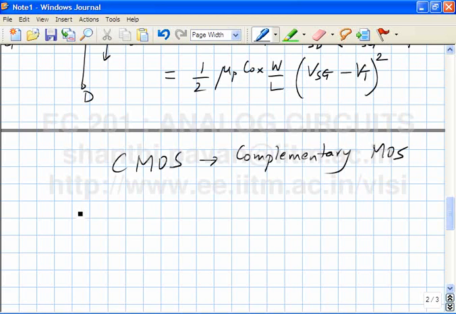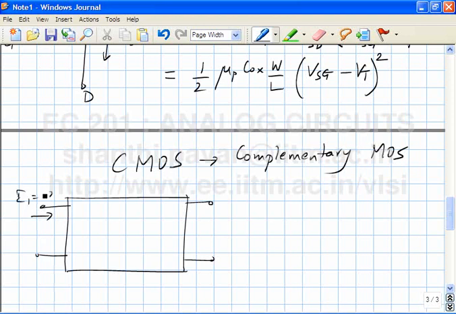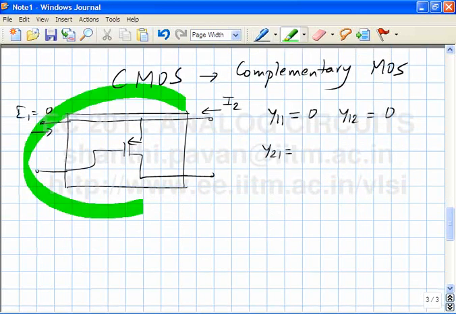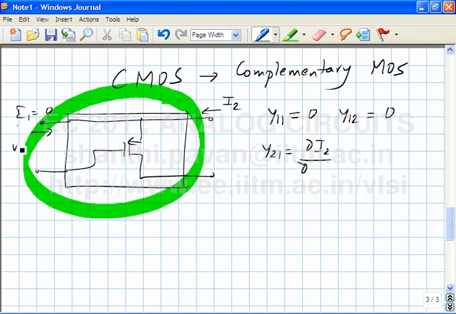What is the small signal equivalent of the transistor in saturation? If you like to think about it still as a box like this, I1 is still 0, I2 flows like this. It's just that these two have been connected together, and this is what is there in the box. So what is Y11 of this two-port? Y11 is 0, Y12 is 0 because the current in port 1 is 0, so there's no influence of port 2 on port 1. Y21, if I had this box, would be nothing but ∂I2 by ∂V1, where V1 is the voltage across the first port.